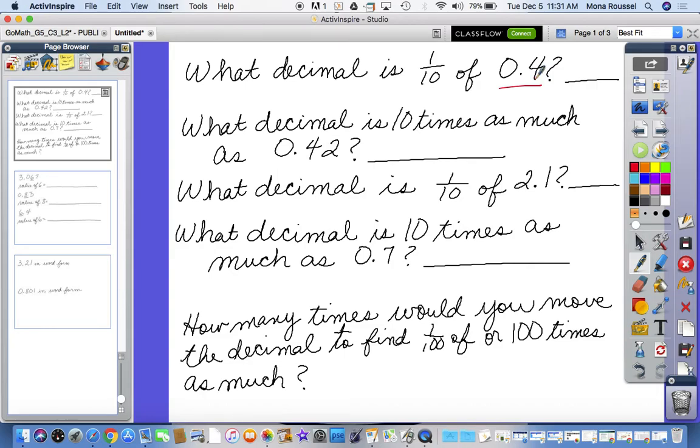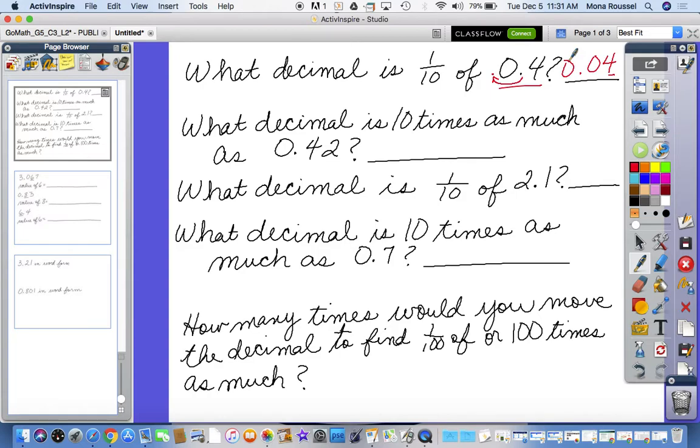So if we have 4/10 and we want 1/10 of that, we're going to end up moving the 4 to a smaller place value column, which would be the hundredths place. So the quick way to do that, we move the decimal one time to the left. So our answer would now place the 4 in the hundredths column. So our answer would be 4 hundredths.